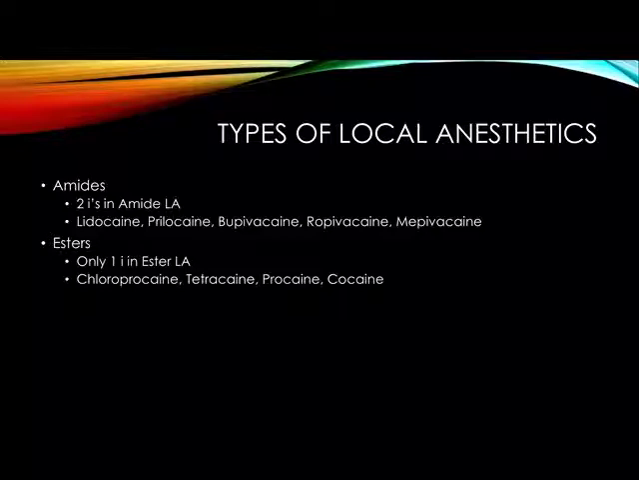Following up on that, your two basic kinds of local anesthetics, you have your amides and your esters. The amides will always have two I's in them. Lidocaine, prilocaine, bupivacaine, ropivacaine, and mepivacaine are a few of the most common. With the esters, those will only have one I in the name of the local anesthetic. So chloroprocaine, tetracaine, procaine, cocaine, one I in all of those.